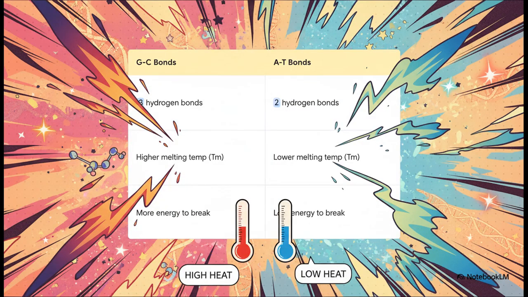Okay, but why does this matter? Well, it's all about the bonds. Think of GC pairs as being held together with 3 little pieces of superglue, 3 hydrogen bonds. AT pairs, they only get 2. So it's just common sense, right? More GC bonds means the DNA is held together tighter. You're going to need way more energy, more heat to pry it apart. So the big takeaway is this: more GC content equals a higher melting temp. Burn that into your brain.